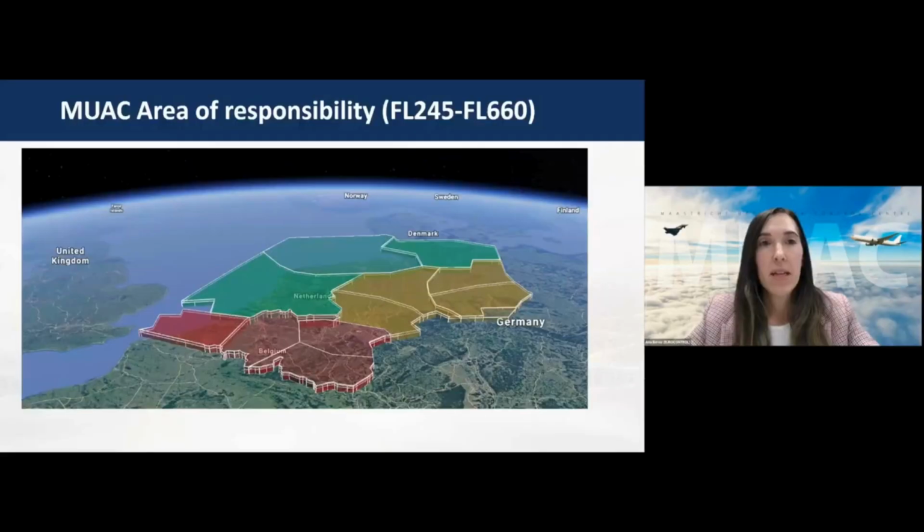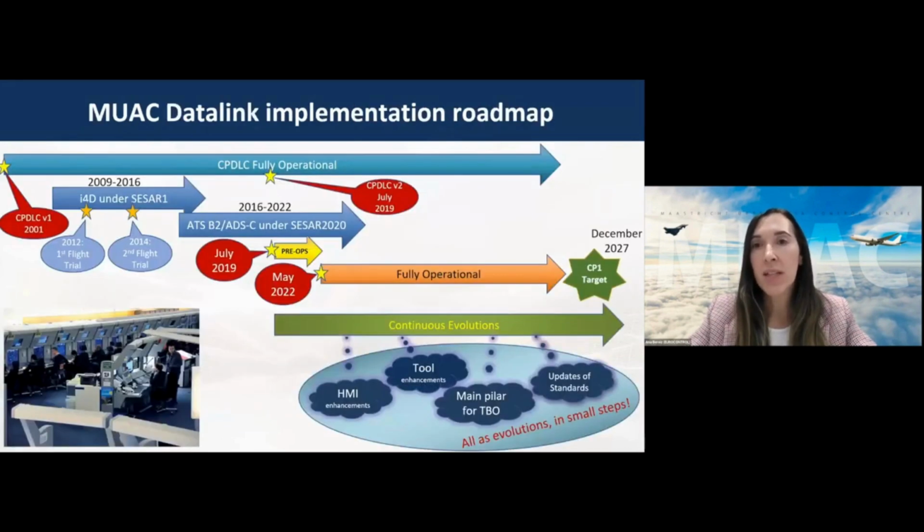Thank you. So Maastricht Upper Area Control Center is managing the air traffic in 4 countries, Belgium, Luxembourg, Netherlands, and northwest part of Germany, from flight level 245 to flight level 660, and is one of the busiest and most complex airspaces in Europe. Probably that's one of the reasons why MUAC has a long history with Datalink.